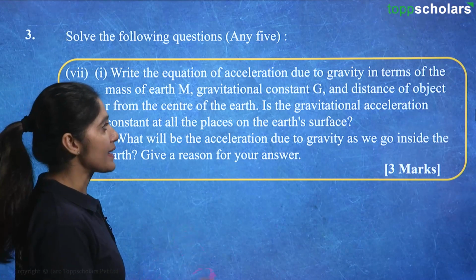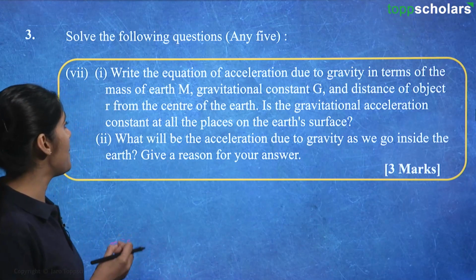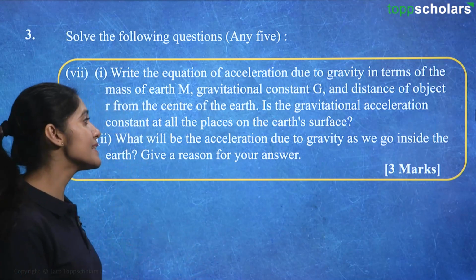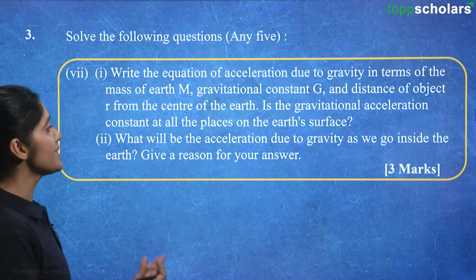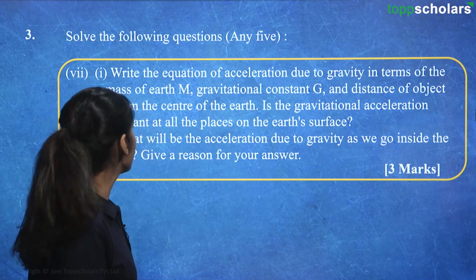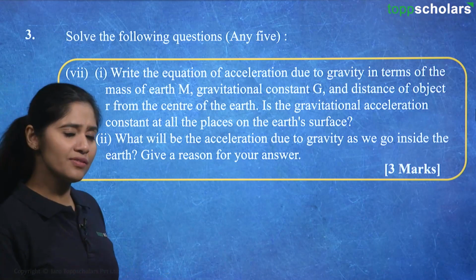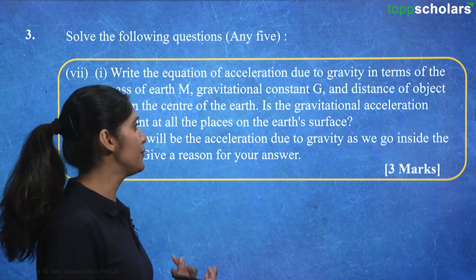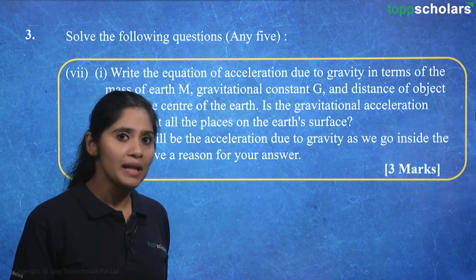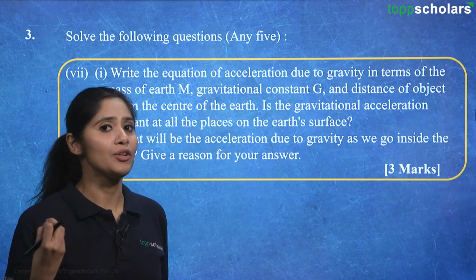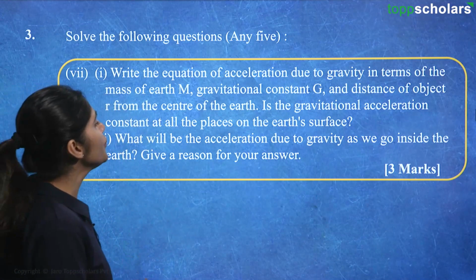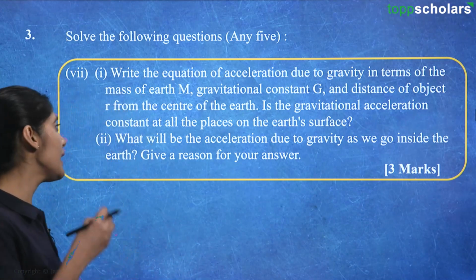Write the equation of acceleration due to gravity in terms of the mass of Earth M, gravitational constant capital G, and distance of the object r from the center of the Earth. This is the radius of the Earth. Is the gravitational acceleration constant at all the places on Earth's surface? What do you think? Do you think at whichever place on Earth you take any object and you drop it, the gravitational acceleration would be constant?